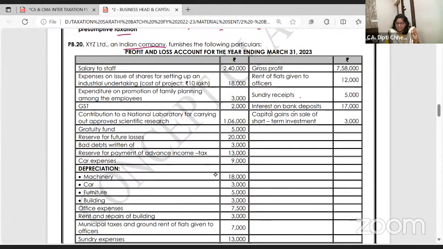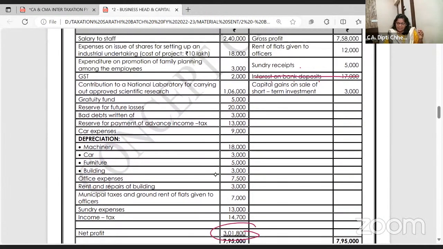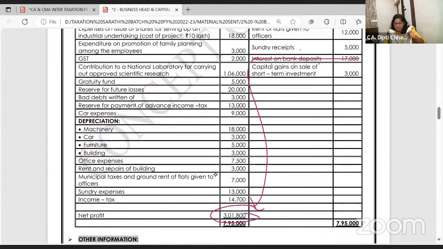Interest on bank FD. FD अगर आप कर रहे हो बैंक में, this interest is taxable where? Income from other source. Bank interest. So you remove it from here. Is 3 lakh having an impact of 17,000? Is 17,000 included in 3 lakh? Answer is yes. So what you need to do? Remove. Because this income is taxable where? Income from other sources. 17,000.